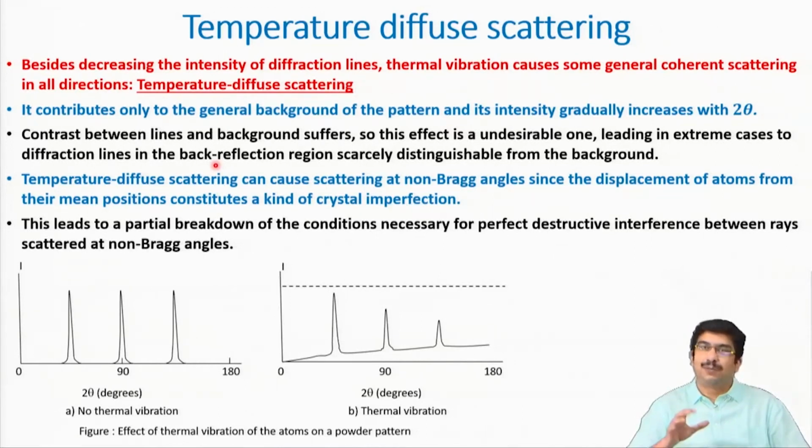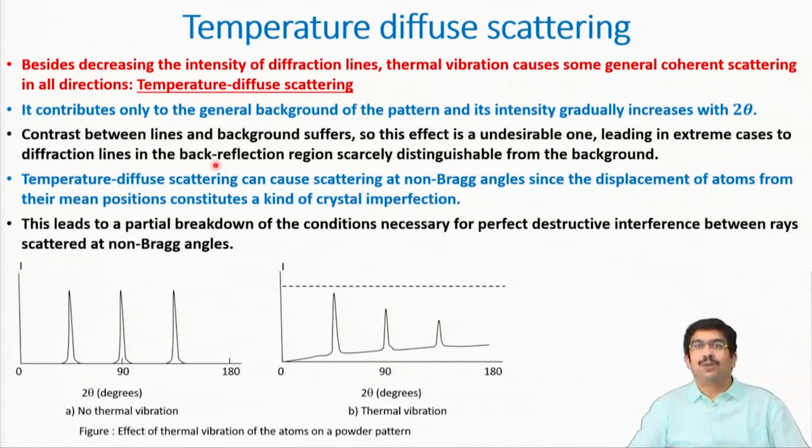What happens is, besides the decrease in the overall intensity of the peak, the thermal vibration also causes an increase in the background scattering. It causes a general coherent scattering which goes into the background. This does not take part in the diffraction phenomena. This thermal diffuse scattering has nothing to do with the diffraction phenomena, constructive interference. That anyway is there, and increasing temperature is anyway affecting that constructive interference.